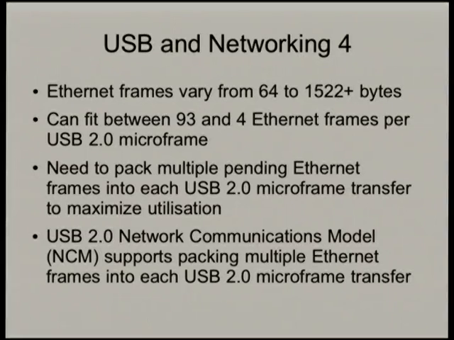Okay, Ethernet frames vary from 64 to 1522. I said 1522 because that's the max size of a standard frame with one VLAN tag on it, but these days people are putting 2 and 3 layers of VLAN tags in, so it might be a bit bigger than that even, but for each VLAN tag it's only another 4 bytes, so it's not very significant. So therefore you can fit between 93 and 4 Ethernet frames per USB 2 microframe, depending on what size Ethernet frames you're using.